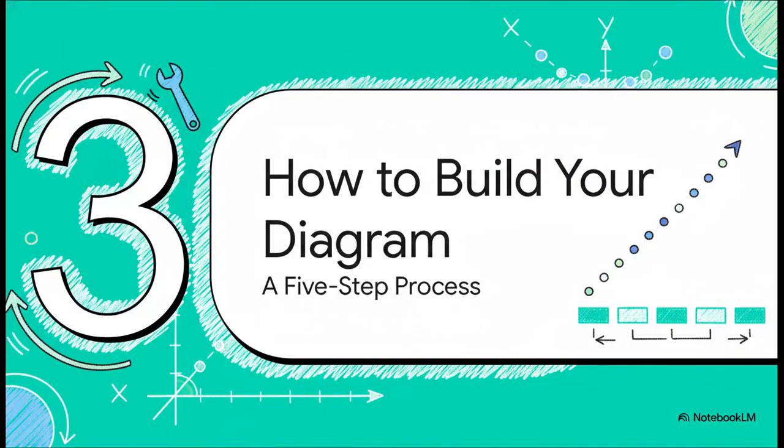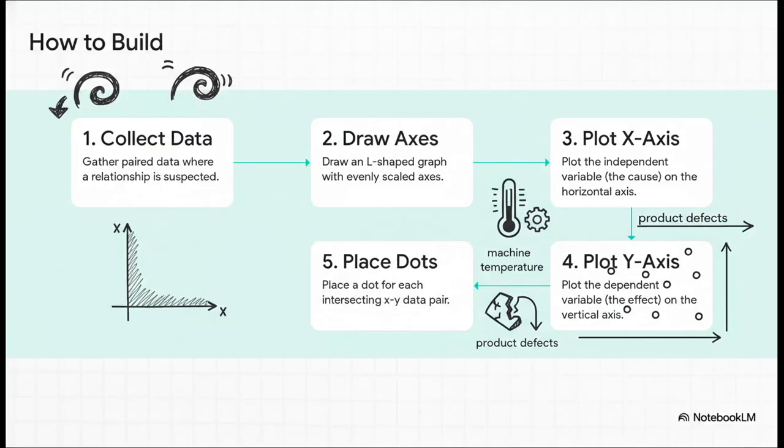Okay, we've defined the tool, we know when to use it, now let's get practical. Building one of these is a really straightforward 5-step process. First, you gather up your pairs of data. Second, draw your axes. Now listen up because steps 3 and 4 are absolutely critical. The potential cause, your independent variable, that always goes on the horizontal x-axis. The potential effect, the dependent variable, goes on the vertical y-axis. You have to get this right for the interpretation to make sense. Then, you just plot a dot for each data pair where they intersect. And that's it. You've got yourself a scatter diagram.